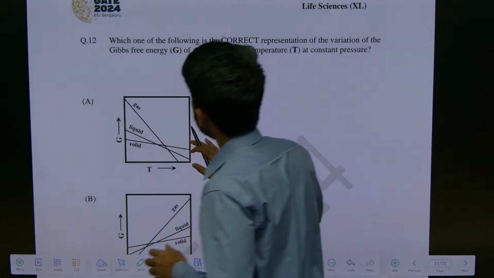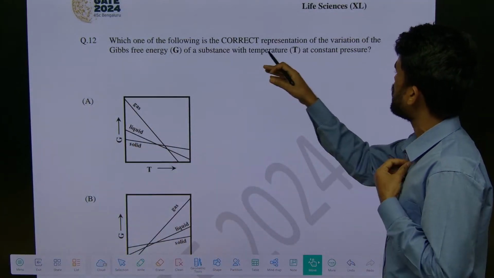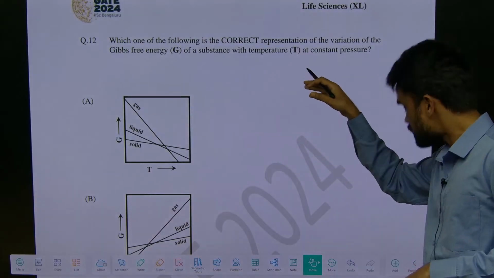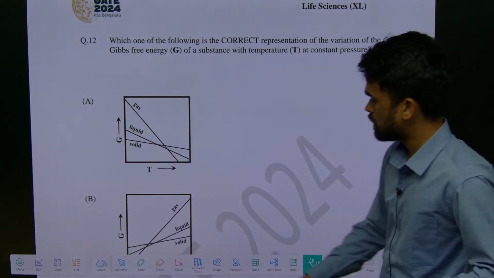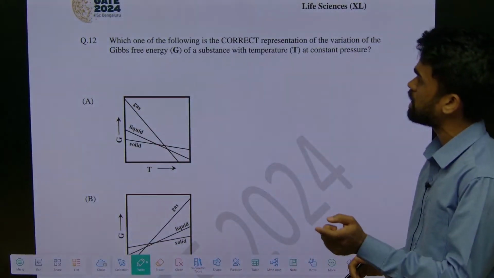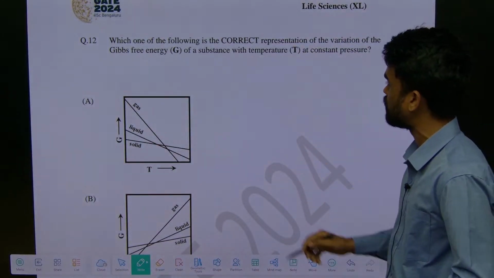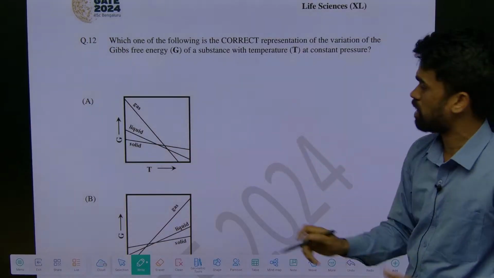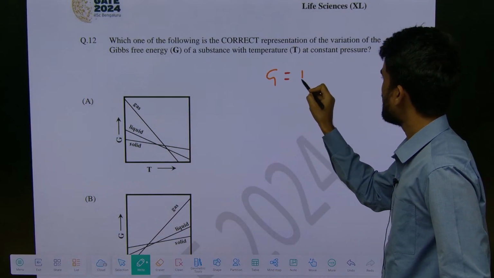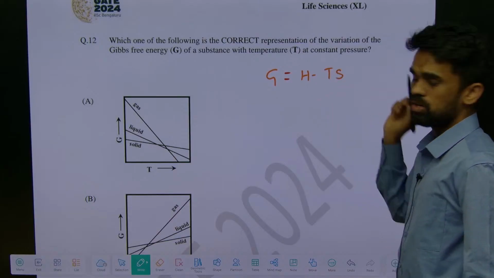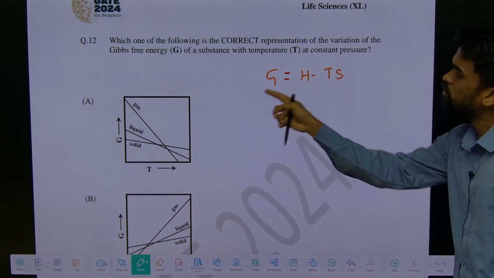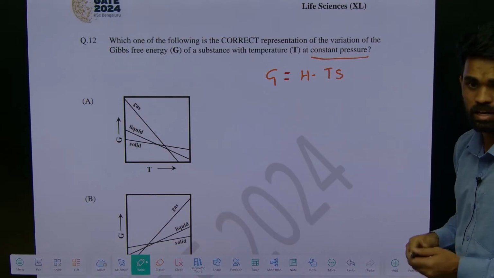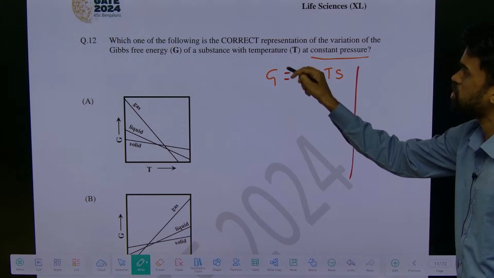The next question: which of the following is the correct representation of the variation of Gibbs free energy of a substance with temperature at a constant pressure? We have a relation between Gibbs free energy, temperature, entropy and enthalpy. First of all, the basic one: G is equal to H minus TS. From this direct equation also we will get the answer, and one more equation at constant pressure. You can use this or the differentiation of this.